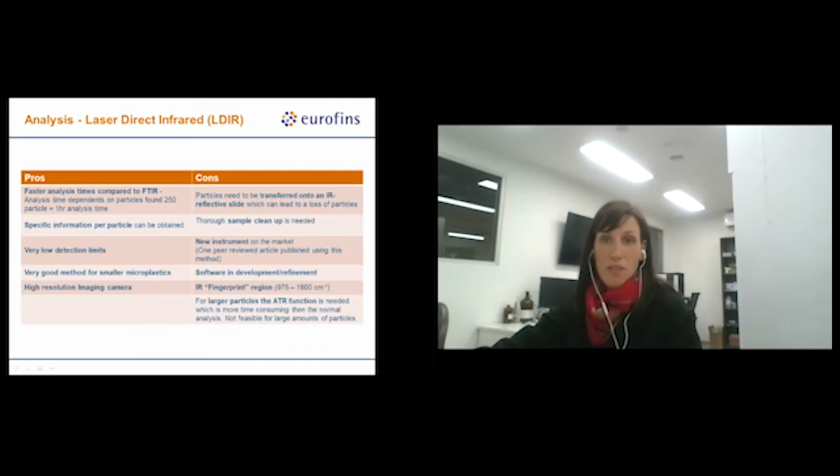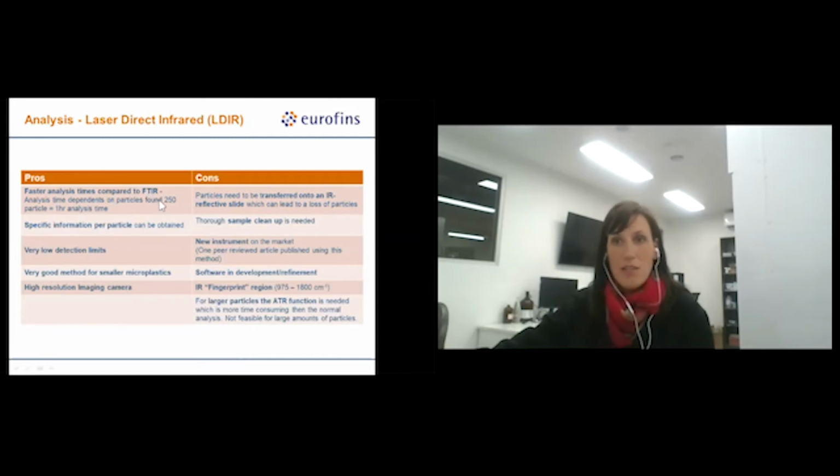The pros and cons of the instrument: it's got a fast analysis time if you compare it to the FTIR, which is more or less currently the state-of-the-art instrument in microplastics analysis, next to the pyrolysis method or the simple microscope. The analysis time at the moment is around 250 particles in an hour, but our samples have about 300 to 600 particles, so it takes about 2.5 hours per analysis.